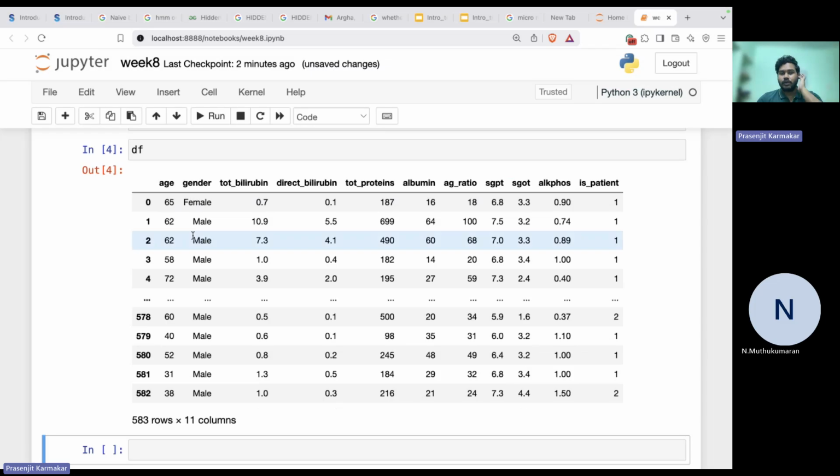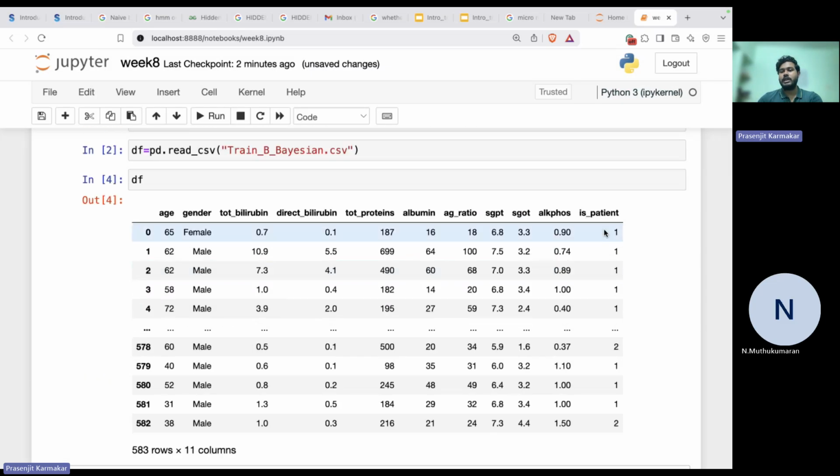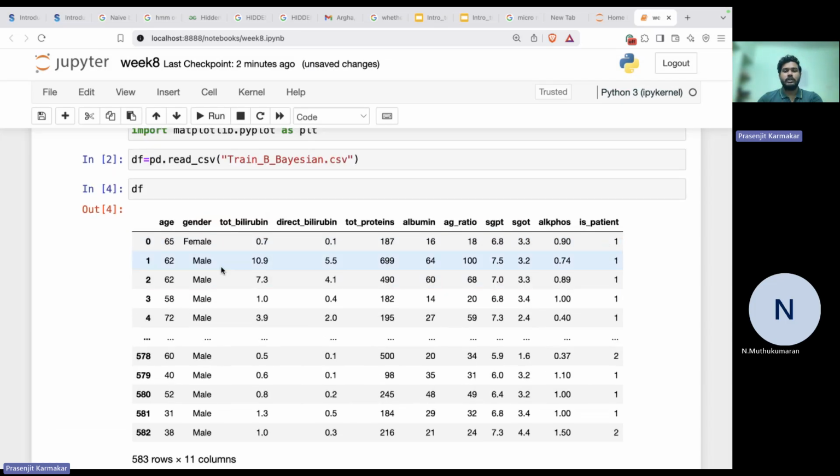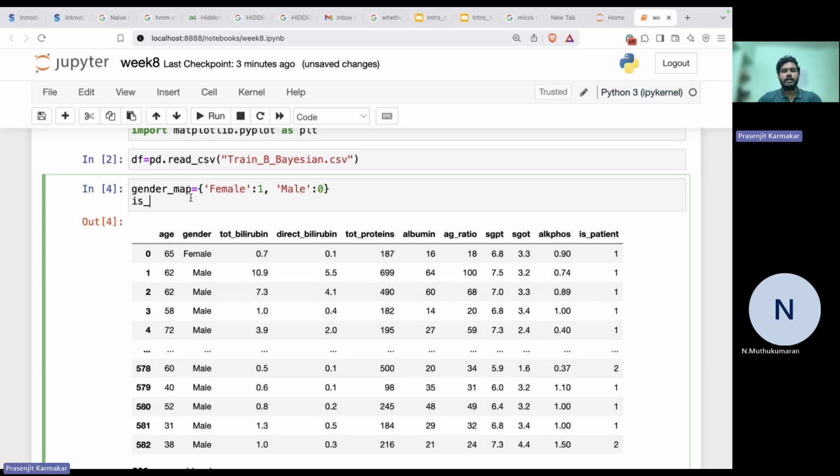Now for the gender class, we have to make it categorical. So you just do a mapping of dictionary, and the patient is already 1 and 2, so you can just make it 0 and 1, right? So two things we have to change. This gender has to be a gender map: let's put female to be 1 and male to be 0, right?